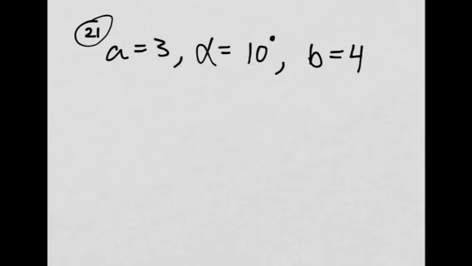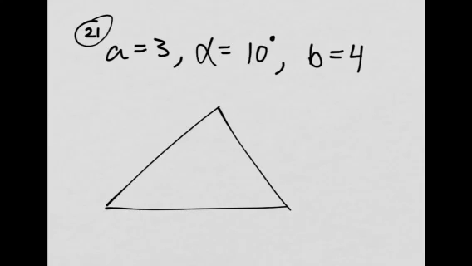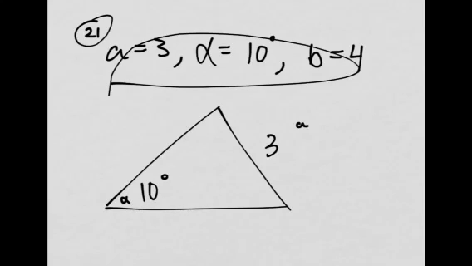So on this problem, I know that alpha and A have to be opposites of each other. So this, I'm going to label it alpha, but I'm also going to write the 10 degrees. And this is 3, but I'm also going to label it as A, so I can use it later on. I think it's good to label everything anyway. That way when you're trying to use any of the laws, you can just look at your picture and see what is what without having to refer back to this stuff.